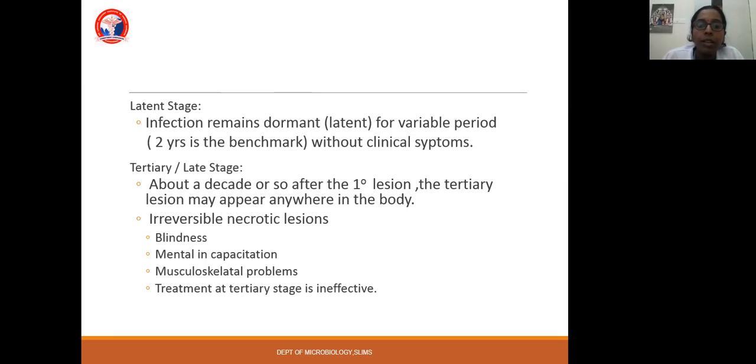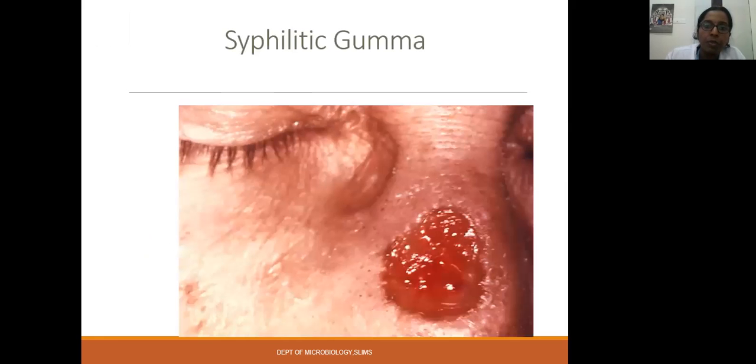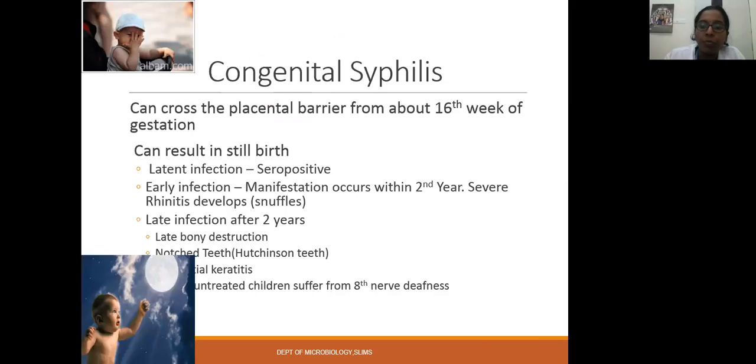Then musculoskeletal diseases, tabes dorsalis, general paralysis of the insane, and resorption of the bones. And these are the irreversible syphilitic aneurysms. These are the things which we can expect in the late tertiary stages of syphilis. So there is syphilitic gumma. This is usually seen in children also.